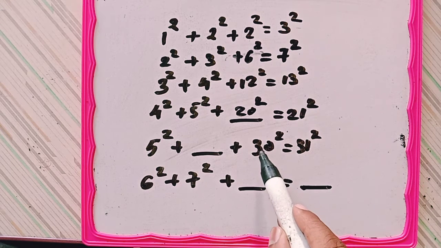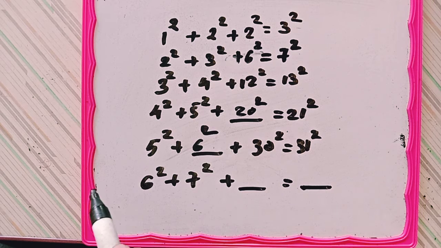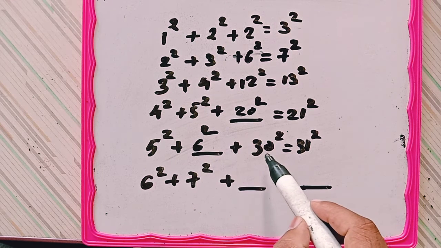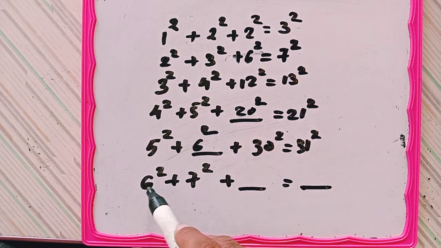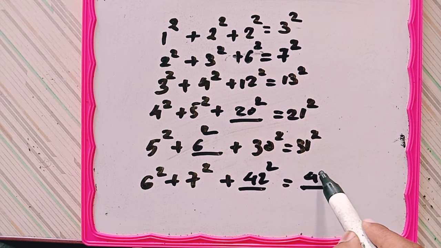So here 4 5s will be 20 square, and 20 plus 1 is 21 square. So here 30 is there, so 5 6s are 30 square, and 30 plus 1 is 31. So 6 7s are 42 square, and 42 plus 1 is 43 square.